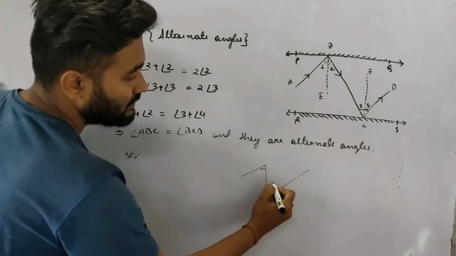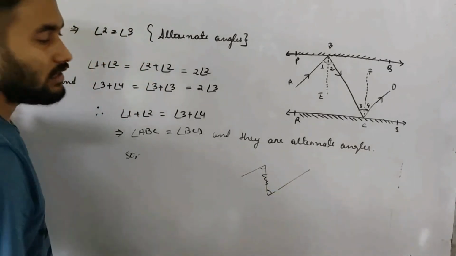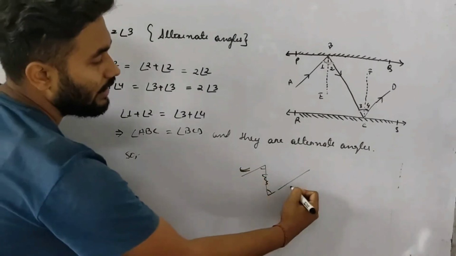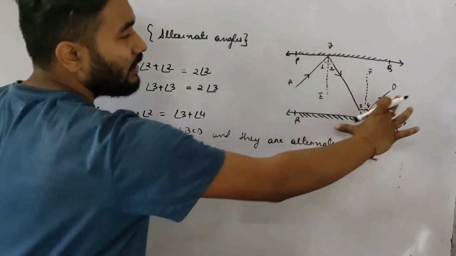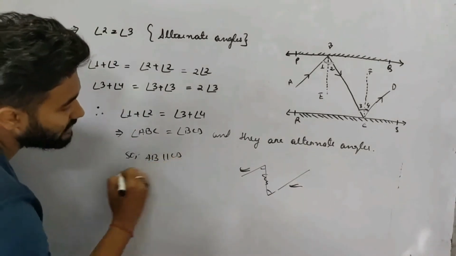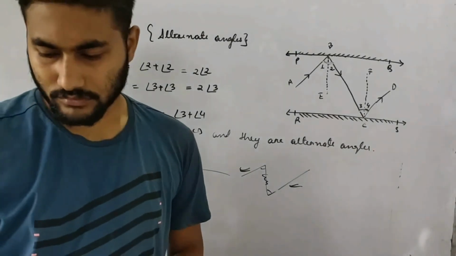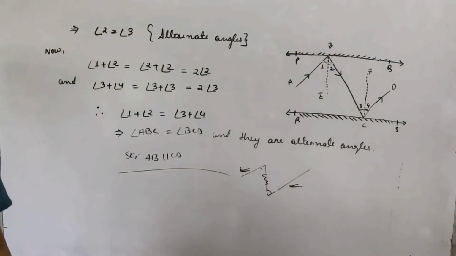This angle is equal to this angle. So what is the parallel line? This is the transversal. So what is the parallel line? This one and this one. Means AB parallel to CD. With this, the exercise is also completed. Okay. Any doubt regarding this exercise?